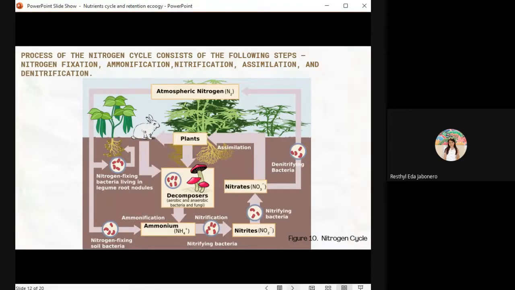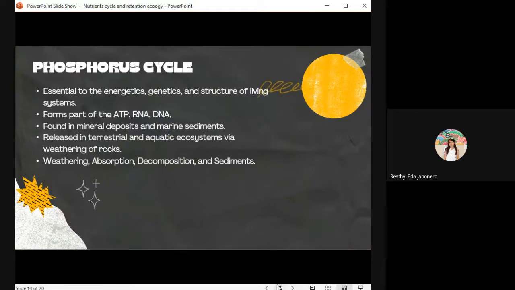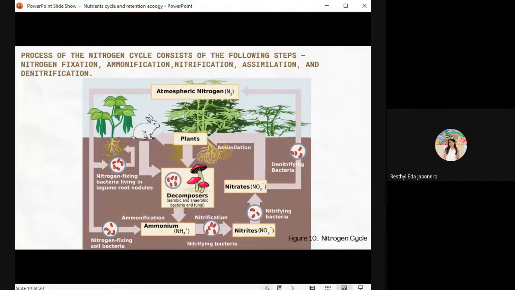The process of the nitrogen cycle consists of the following steps. First is nitrogen fixation. During the process of nitrogen fixation, the inert form of nitrogen gas is deposited into the soil from the atmosphere and the surface of water, mainly through precipitation.